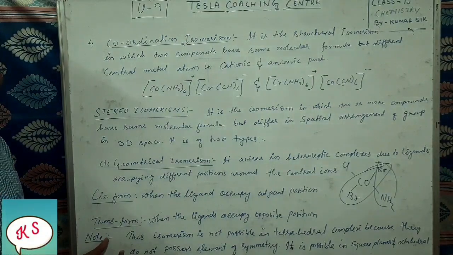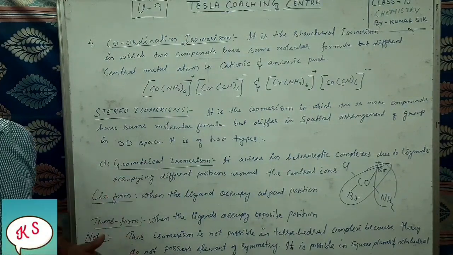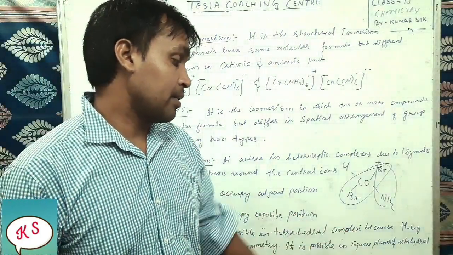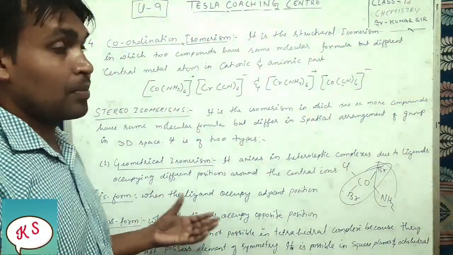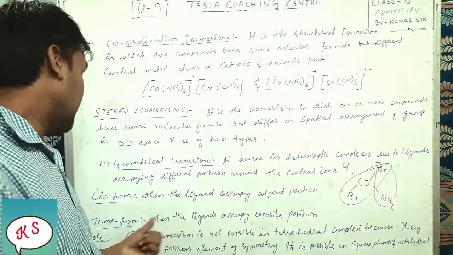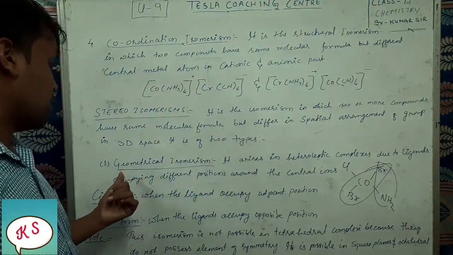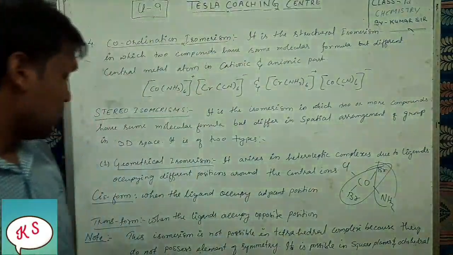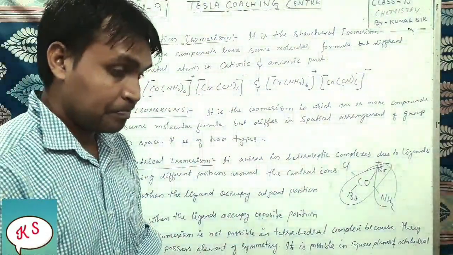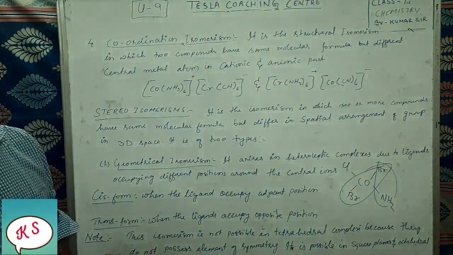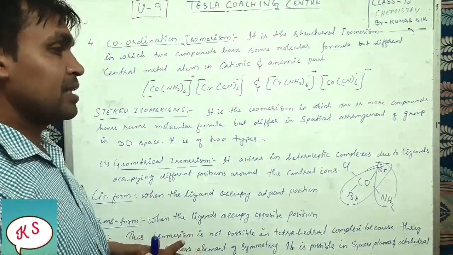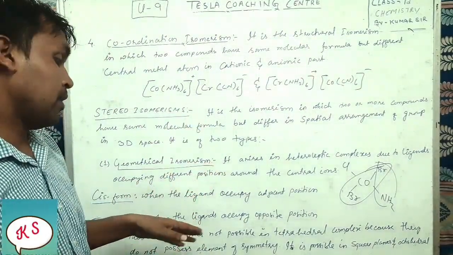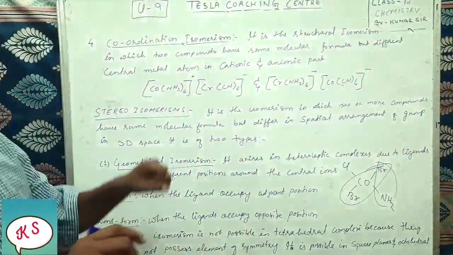Note, one important point: cis and trans is not valid everywhere. This isomerism is not possible in tetrahedral complexes. In a tetrahedral complex you will not see this geometrical isomerism. Now what is the reason? The reason is that they do not possess an element of symmetry. In tetrahedral geometry you can see that the ligands cannot be equally divided.